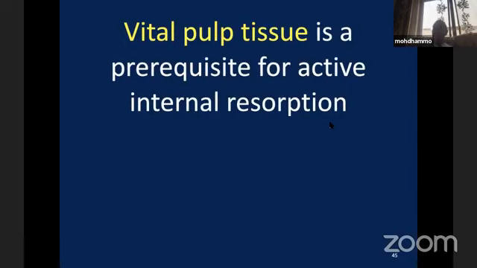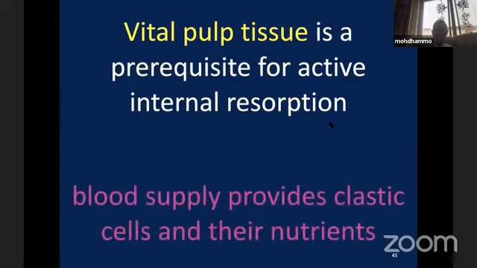Another important notice in internal resorption: the tooth should be vital. So vital pulp tissue is a prerequisite for active internal resorption. If internal resorption wants to start, the pulp should still be vital. So why vital? Because the blood supply will provide the clastic cells and their nutrients. We need osteoclasts and odontoclasts, and the source of those odontoclasts is the blood supply of the pulp.